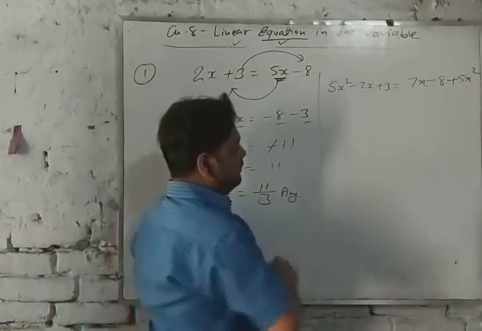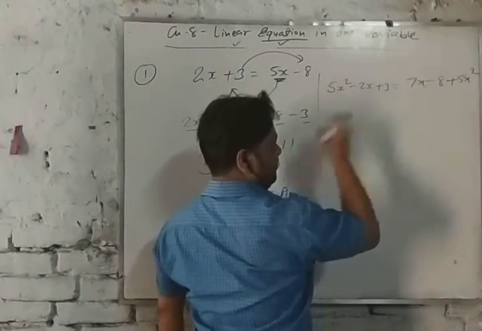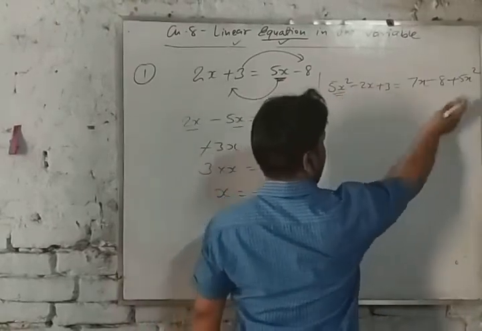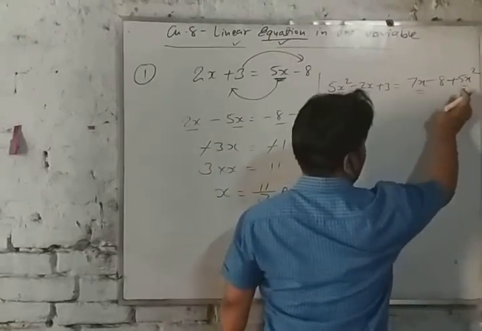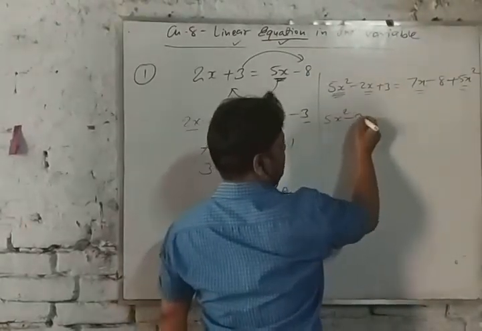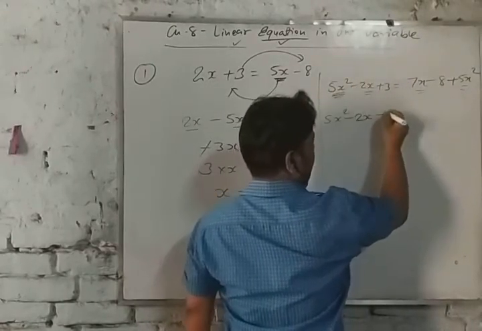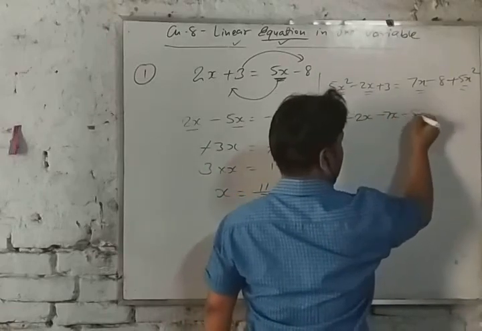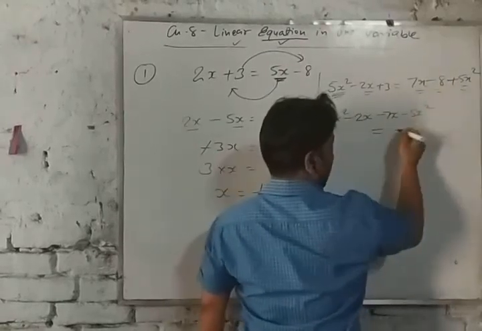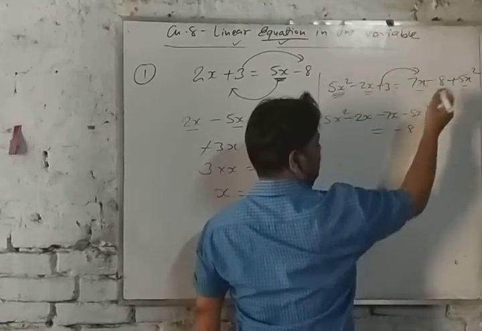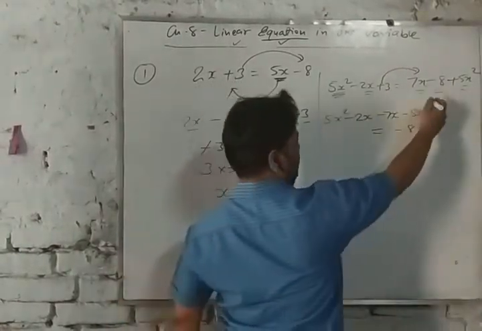Let's see. Here there is plus 5x square on both sides. These two are variable terms, and these two are also variable terms. Take all the variable terms to this side: 5x square minus 2x. Then plus 7x will become minus 7x, and plus 5x square will become minus 5x square. Then the equal sign. All the constant terms go to that side. There is already minus 8, and plus 3 we take to that side, so it becomes minus 3. Now you can see plus 5x square and minus 5x square cancel out.